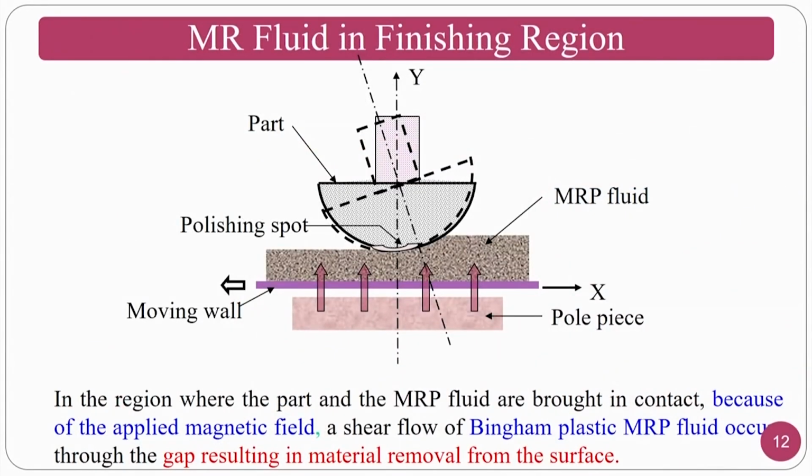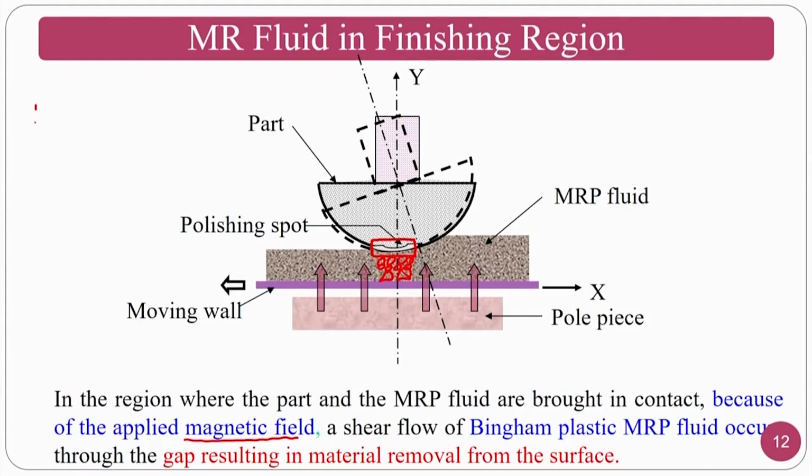You can see here the polishing spot, that is nothing but where the magnetic field is there. This is the polishing spot. The MR fluid is flowing here, and this MR fluid forms the chain, and the workpiece will get the finishing action. The region where the part and MR fluid are brought in contact because of the applied magnetic field, and the shear flow of Bingham plastic MR fluid occurs through the gap, resulting in the material removal. Normally, Bingham plastic fluid is one of the theoretical fluids that MR fluid follows.